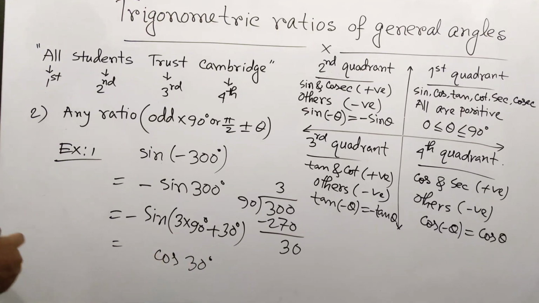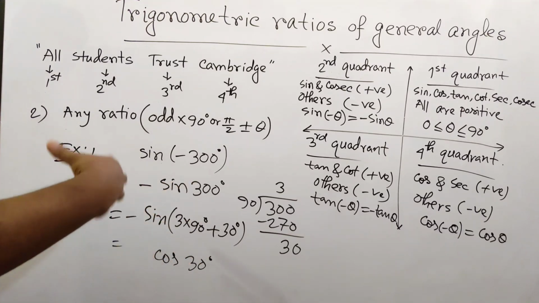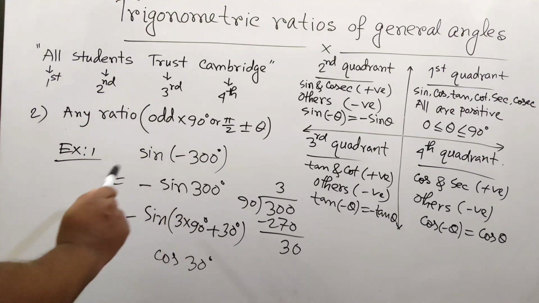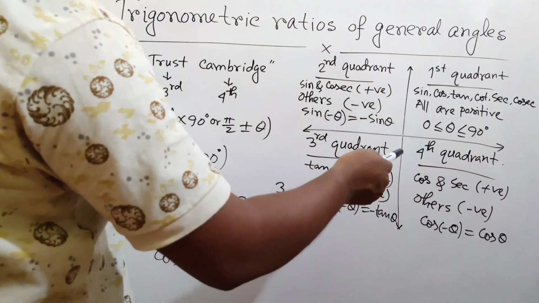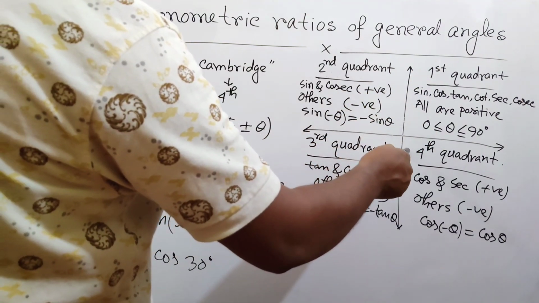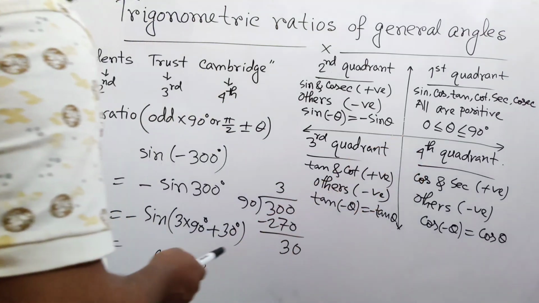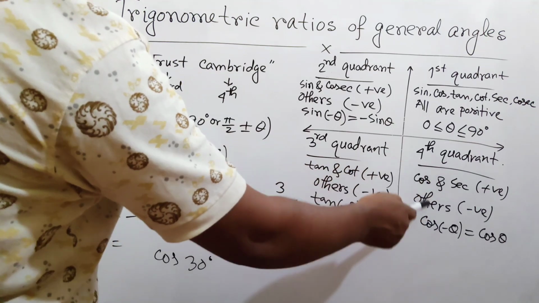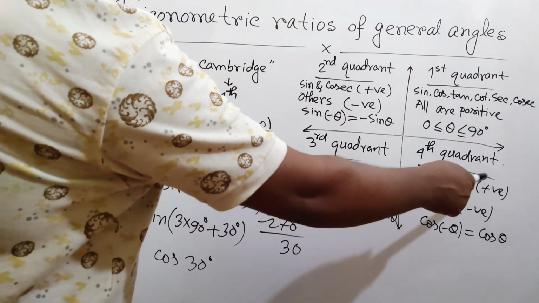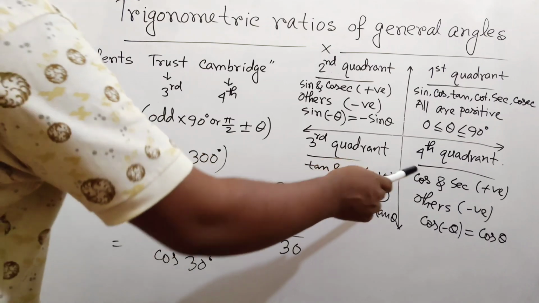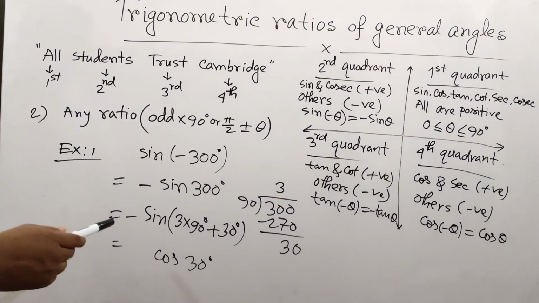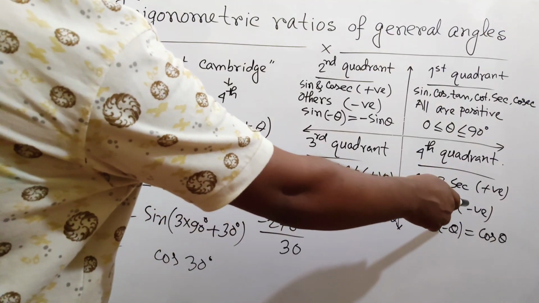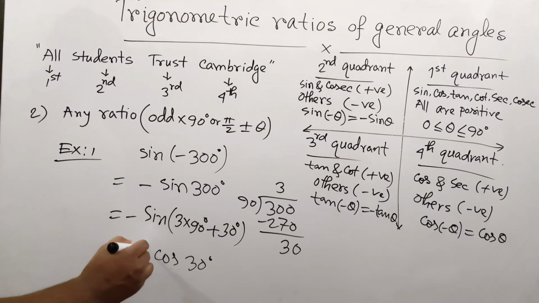Now what is the question? The question is what will be the sign of this given ratio. So now look at 270 plus 30. According to this quadrant, 90, 180, 270 plus 30, the position of this given angle is in the fourth quadrant. We know that in the fourth quadrant, cosine, that is cos and sec, are positive, others should be negative. That means here the sign should be negative. Look here, already one negative is given, and from this rule we got another negative sign. So negative negative should be a positive sign.